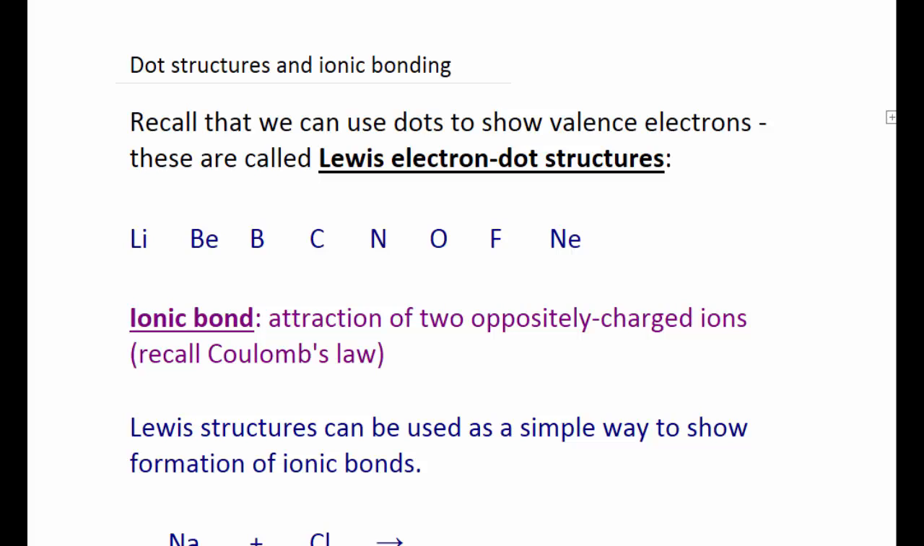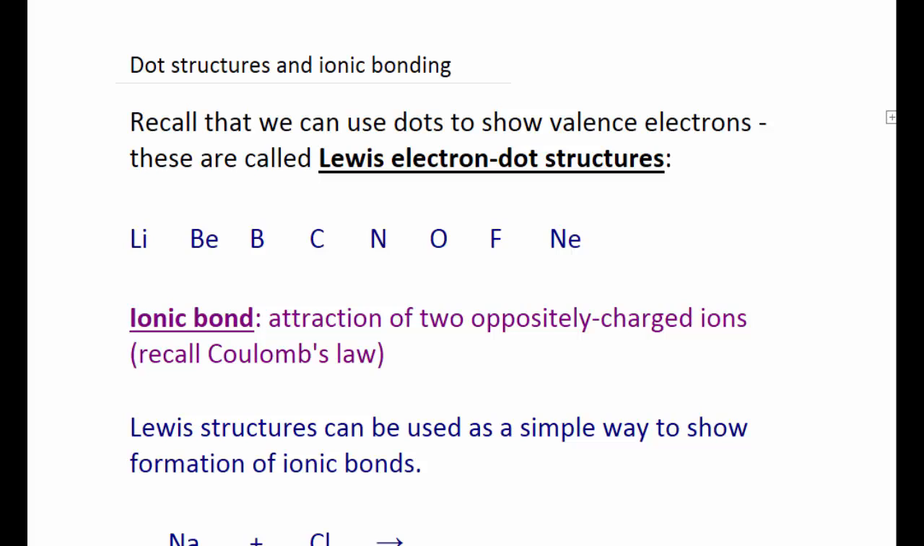Let's start with ionic bonding. Okay. Let's start with dot structures. We can use dots to show valence electrons. They're just called Lewis electron dot structures. And these Lewis structures of just individual atoms are very simple. We just draw a dot for each valence electron.